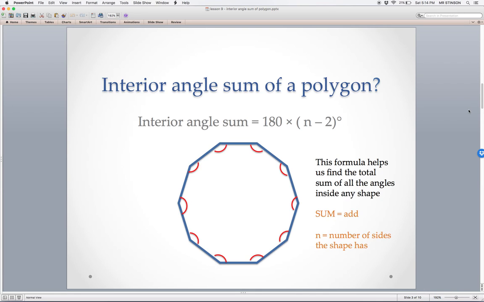Back to the formula. Let's quickly revise that the word sum means to add. So if I'm asking for the interior angle sum of a shape, I'm adding all of the interior angles inside it. Now looking at the formula, the other variable we need to look at is n, and n will stand for the number of sides the shape has. And in this case, a decagon has 10 sides, so n would equal 10.